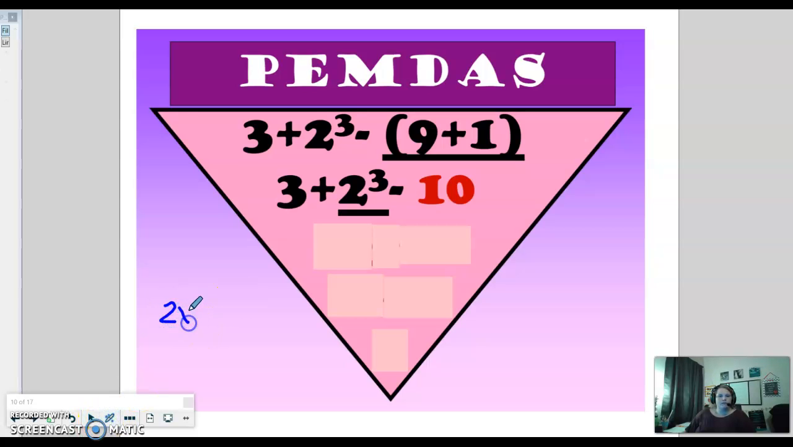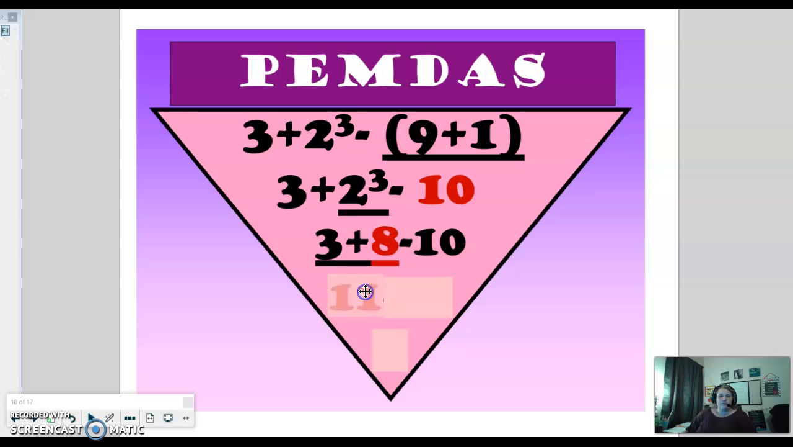So 2 times 2 times 2 is my exponent, and 2 times 2 times 2 equals 8. Now I have to bring everything down before and after that. So I now have 3 plus 8 minus 10. I only have adding and subtracting left, but I have to go left to right. So 3 plus 8 comes first, and that equals 11. Now I bring down my minus 10. I only have one row left to solve. 11 minus 10 is 1.